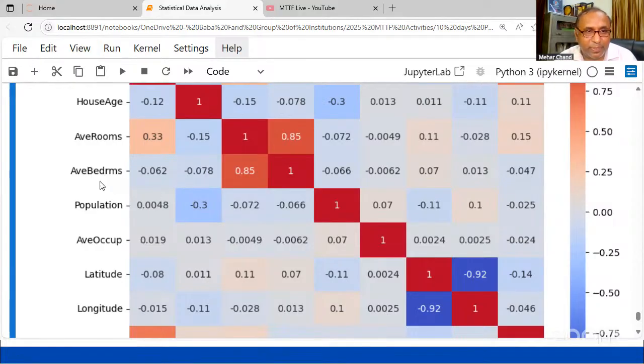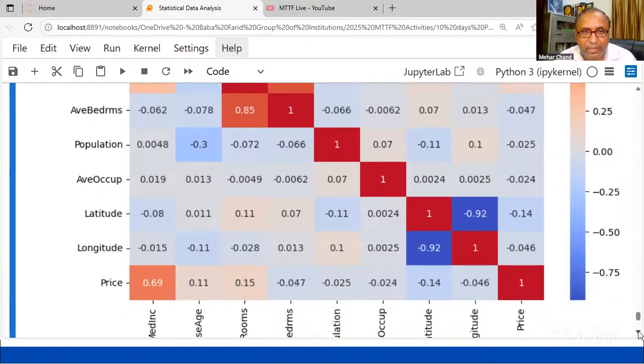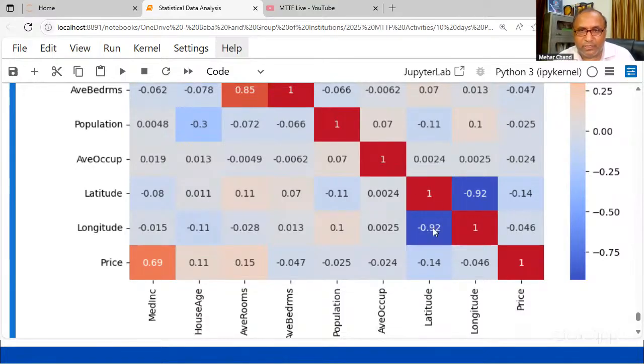So you can see average bedroom, and then you can scroll down. Average bedroom and these two are highly correlated. Okay, average room and average bedroom. Then here you can see minus 0.92. This is the most negative value. See the longitude, and here, I have to scroll down. Yeah, this value. Okay, latitude and longitude. These are highly negatively correlated.